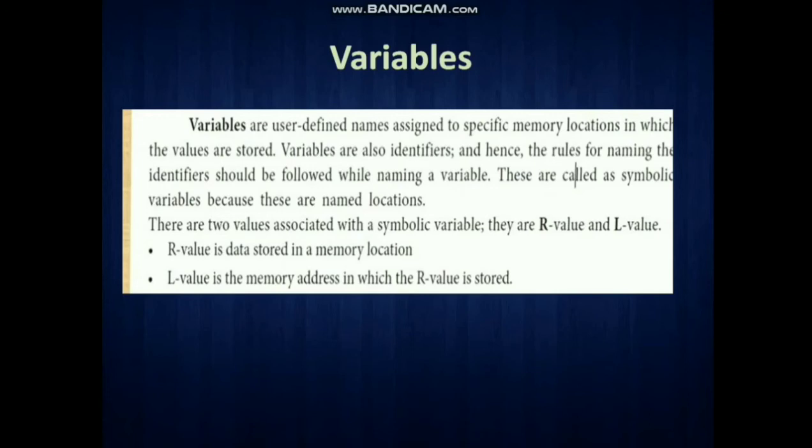There are two values associated with a symbolic variable: the R value and the L value. R value is the data stored in a memory location. L value is the memory address. The address where the R value is going to be stored is called the L value.